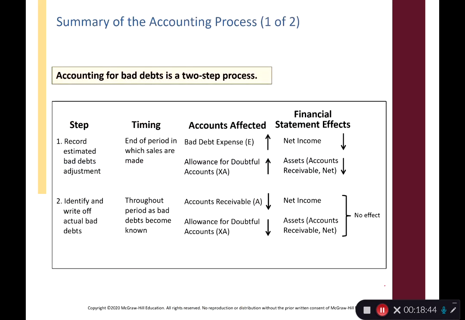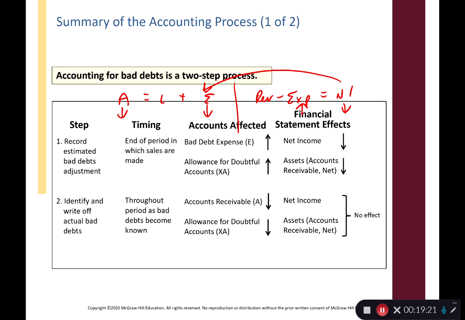So what's a summary of what we just learned? Well, there's two steps involved with recording bad debts. One is recording the estimated bad debt amount. When we do that, our bad debt expense goes up and our net income goes down. And then our allowance goes up, which makes assets go down. So in our accounting model, A equals L plus E, revenue minus expense equals net income. Expenses go up, which makes net income and equity go down, and then our assets go down when our allowance goes up because it's a contra account. So that balances us out.